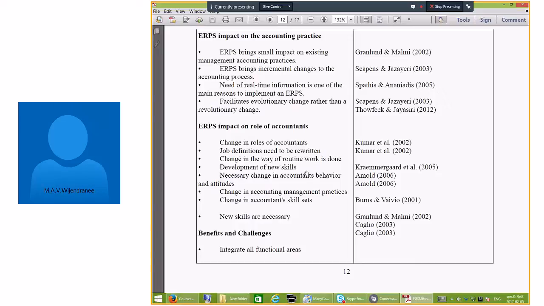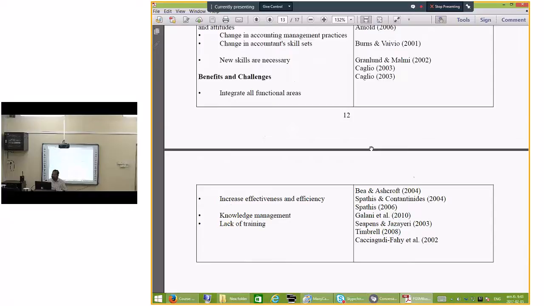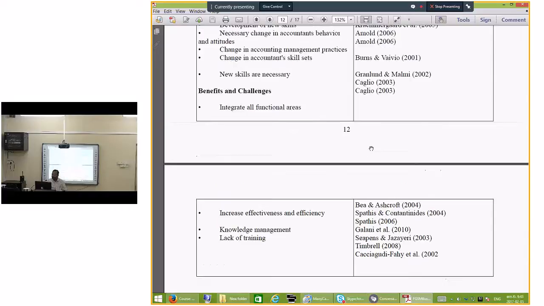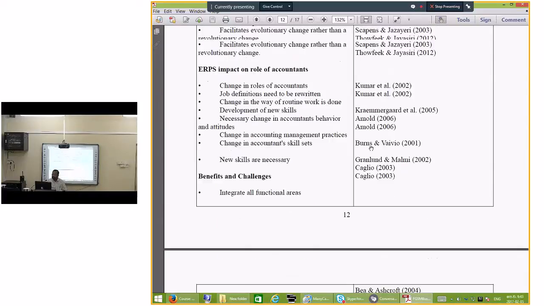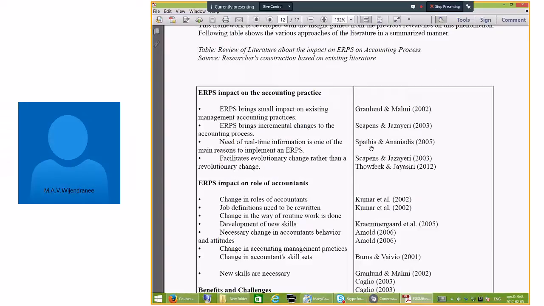Then did you find all these articles, 2002, 3, 5, Grand Lord, Malmi? What are these? Are these articles available? Articles relate to what? Articles relate to ERP systems.